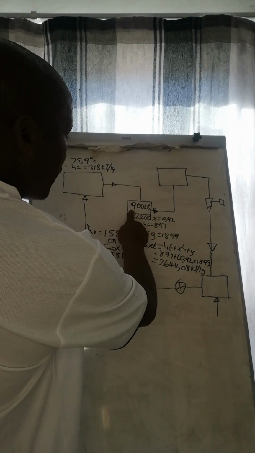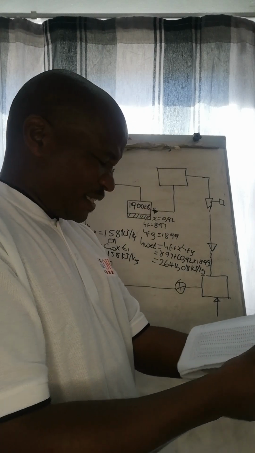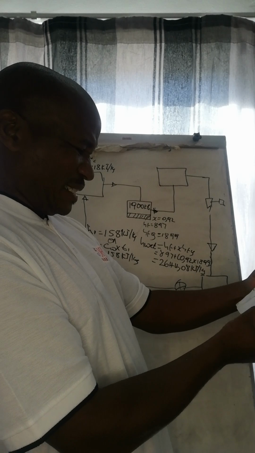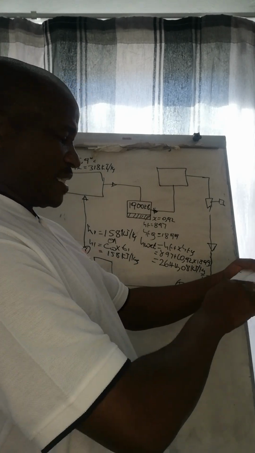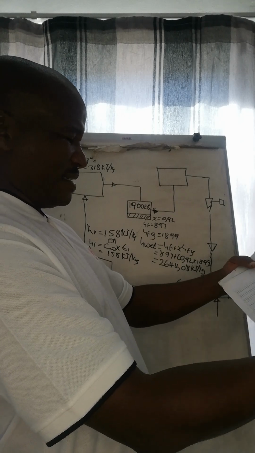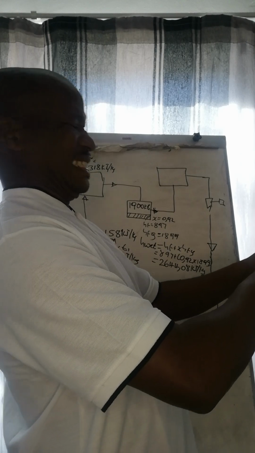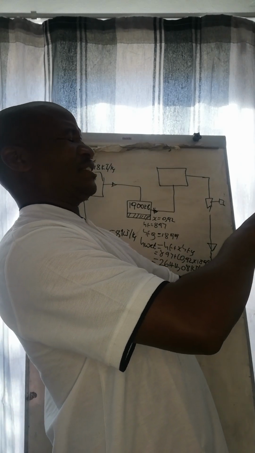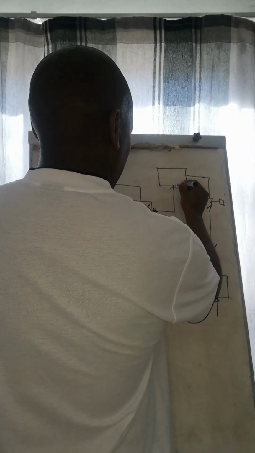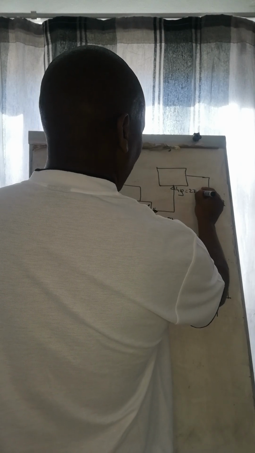So at 1900, the enthalpy of dry saturated steam is equal to what? Let's check. At 1900, it is 2796. There, for dry saturated steam, Hg is equal to 2796.